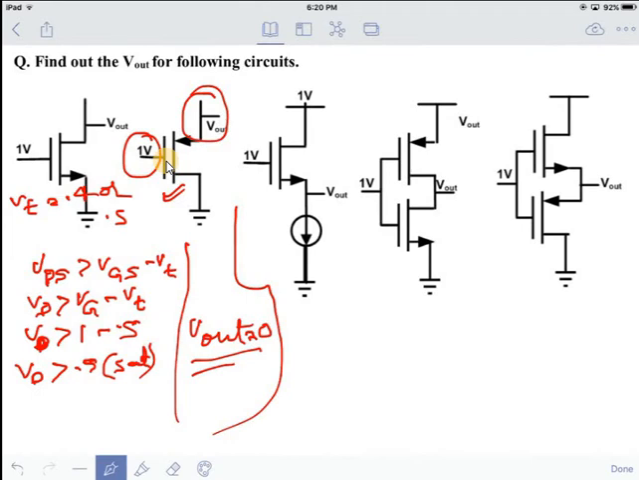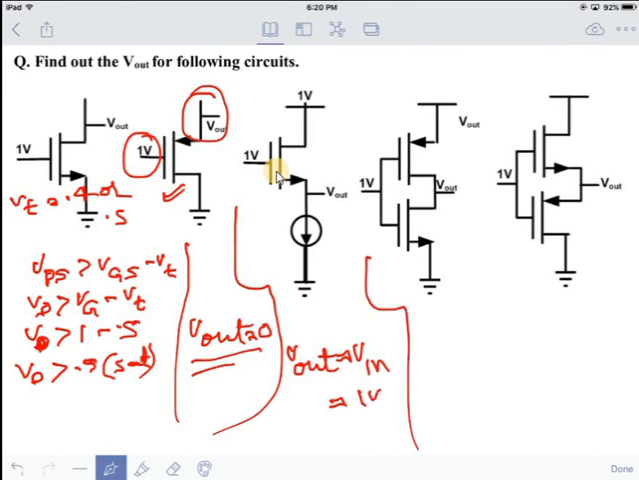Now the third question. What is there in the third question? This is a source follower because the output is taken from the source of the NMOS. So what does a source follower do? It follows the input. So the intuitive answer of V out is Vin, approximately 1 volt.